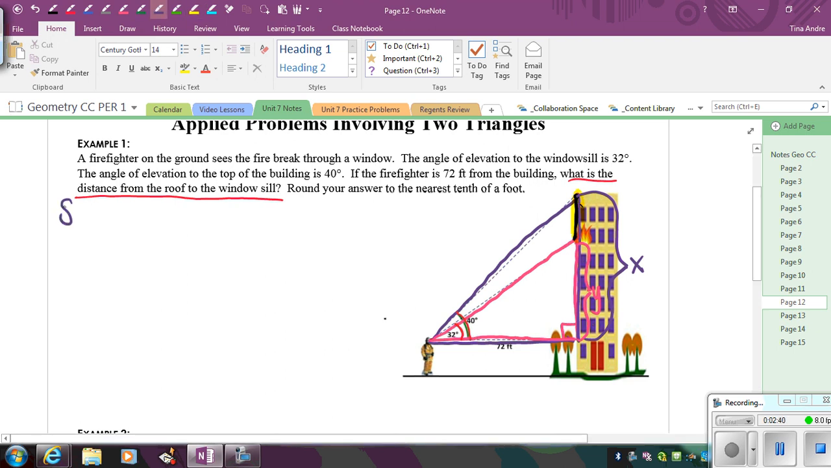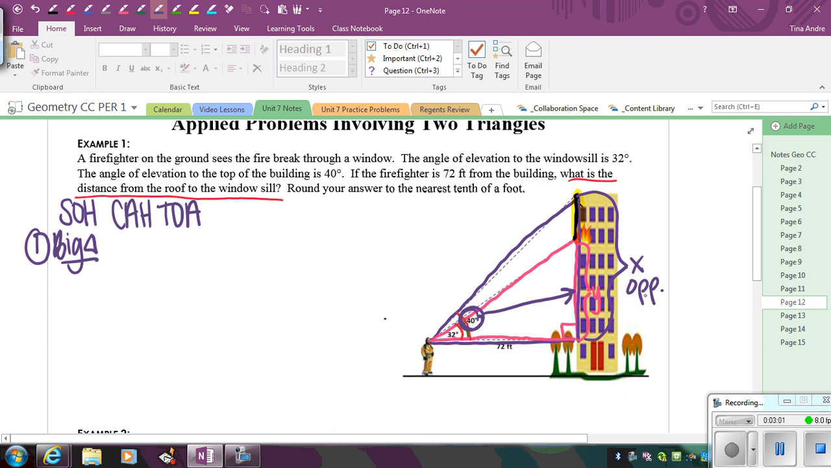I'm going to write down our acronym, SOHCAHTOA, to help us remember these trig ratios and set up our equation. The first thing is to look at the large triangle. It doesn't matter which one you start with; I'm going to start with the purple triangle. If I look at the 40 degrees and go across from that, this is the opposite, this is the adjacent, and we have our hypotenuse. I'm not using the hypotenuse here, so that indicates I'm using tan. So tan of 40 degrees is equal to the opposite over the adjacent, which is 72.